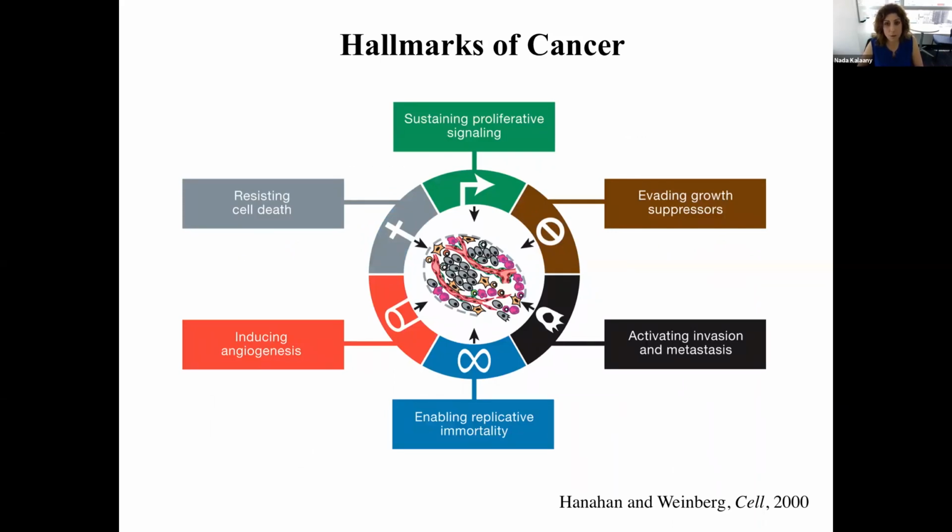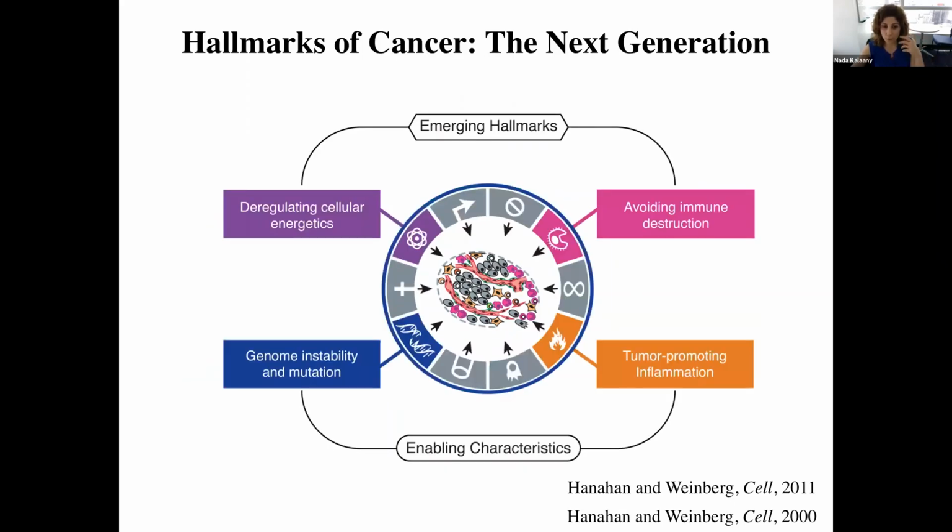Over 20 years ago, Doug Hanahan and Robert Weinberg published a hallmark paper describing and listing the hallmarks of cancer. Those included sustaining proliferative signaling, evading growth suppressors, resisting cell death, induction of angiogenesis, enabling replicative immortality, and invasion and metastasis. However, 10 years later, they updated their hallmarks of cancer, adding 4 new ones.